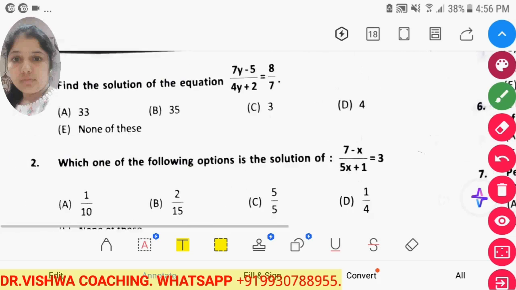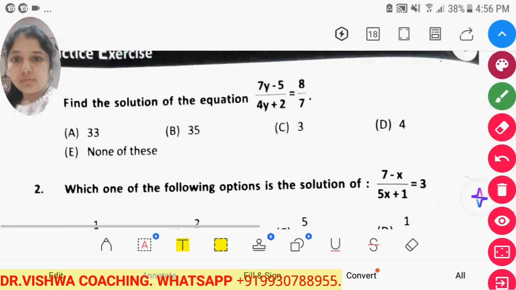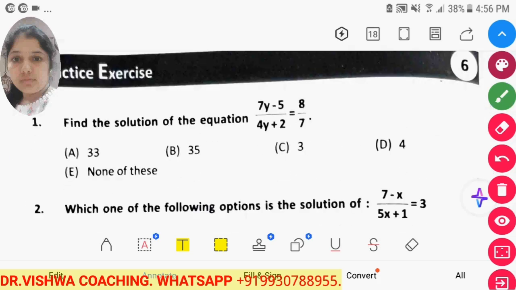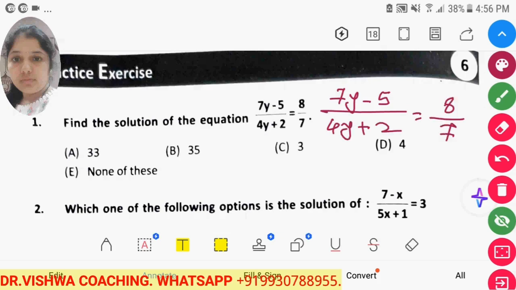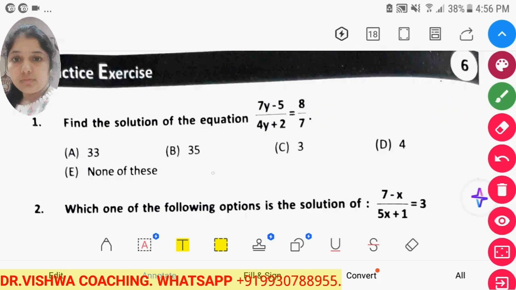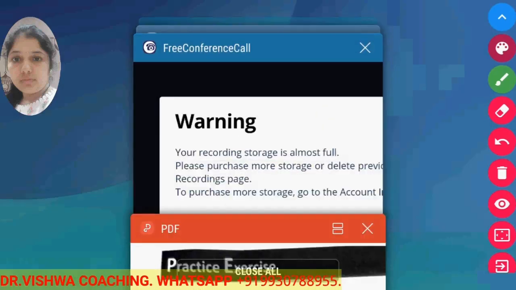Okay. Now we'll solve the practice exercise. Our first example is we have to find the solution of the equation. Now our equation is (7y minus 5) upon (4y plus 2) is equal to 8 by 7. Now we will use the squid board to solve this example.